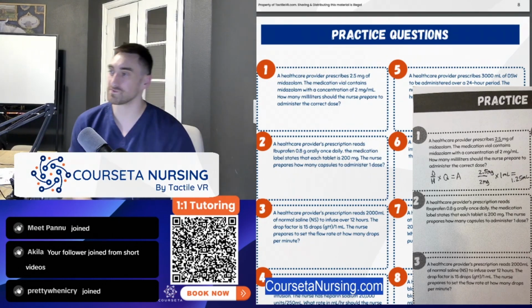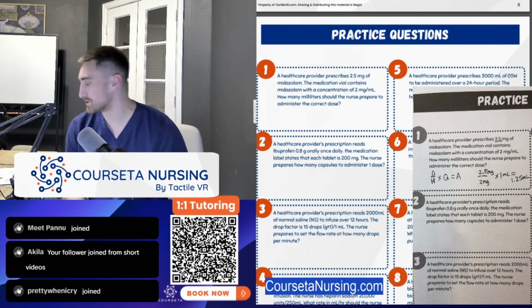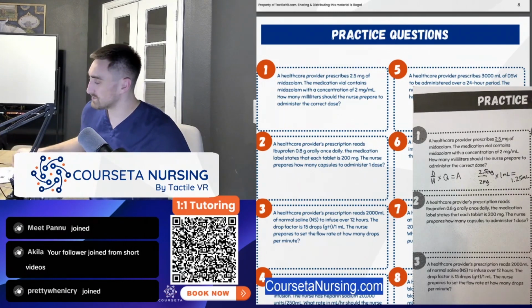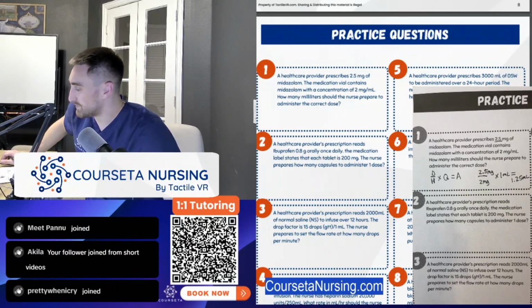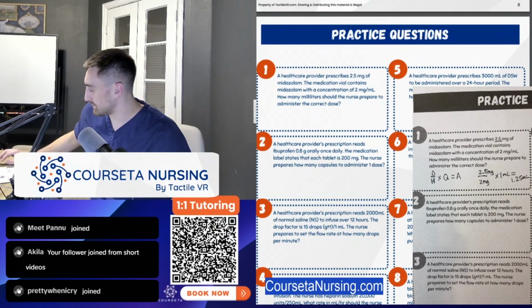All right, so what's the first step of the medication dosage formula? It's converting your metrics. So what does the physician want? That's my first question. They want to give the patient 0.8 grams orally once daily. The medication label states we have 200 milligrams. Those aren't matching metrics, so we need to convert here. So step number 1 is converting.